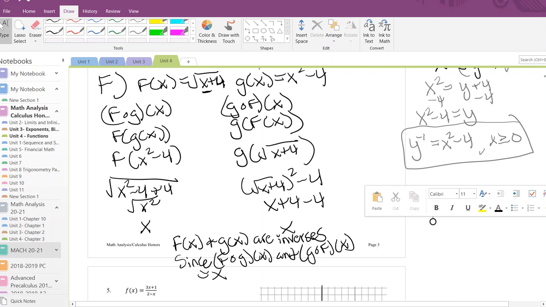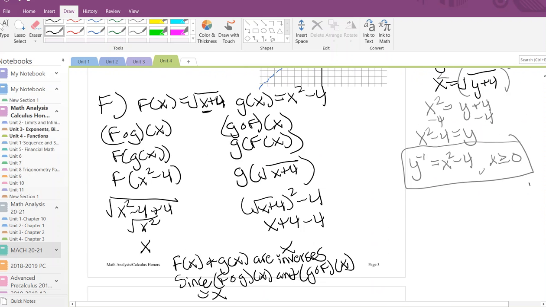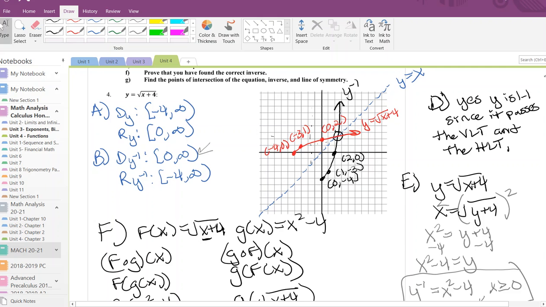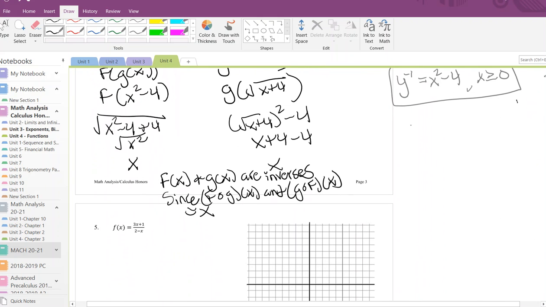All right, and then last but not least for part D, it says find the points of intersection of the equation, inverse, and line of symmetry. So notice right around here is where all three of them intersect. So we're going to find the point that occurs. Well, remember, that's y equals, so we're going to do g. So that's y equals the square root of x plus 4, y equals x, and y equals x squared minus 4. So all three of those intersect.